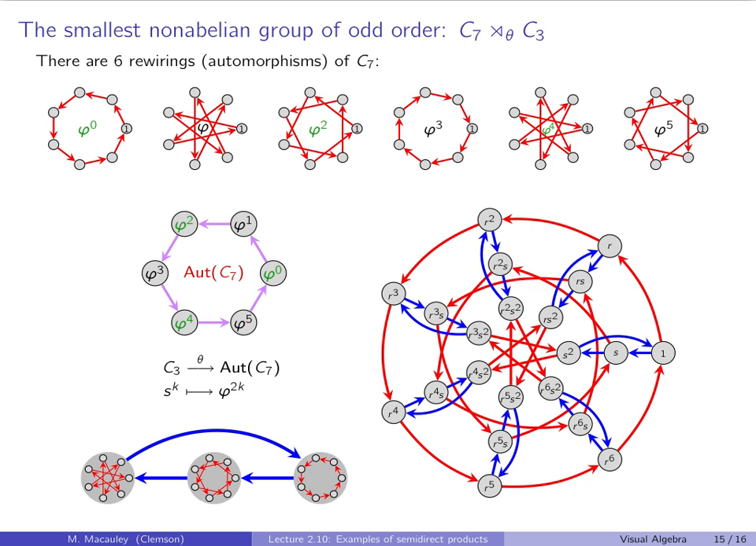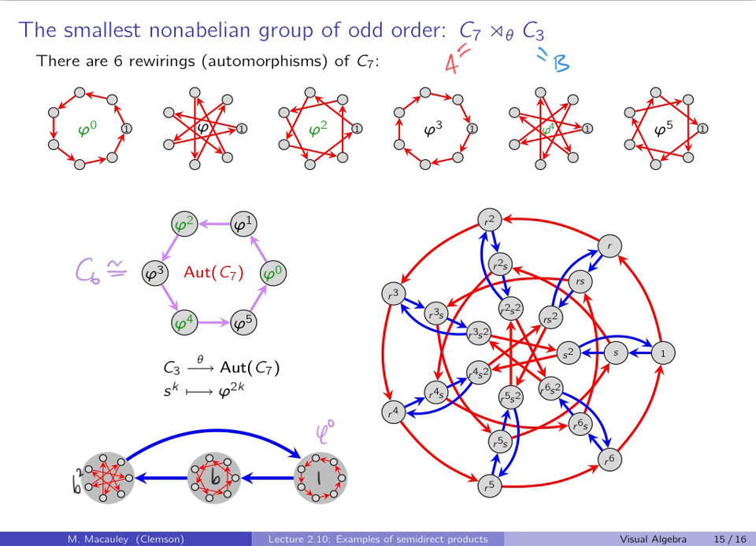And now let's think about what we want. This is A, this C7, that's the thing that's going to be rewired. This is B, that's the thing that gets blown up like balloons. So we take B, C3, and we blow up the nodes like balloons, and we have to stick 3 of these things in here. Now, let's say that this is the identity map, and this is B, and this is B squared. Well, we have to stick the identity rewiring in here, and now we have to stick an element of order 3 in here.